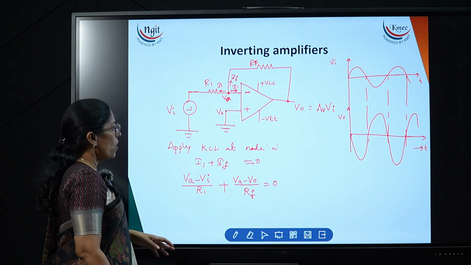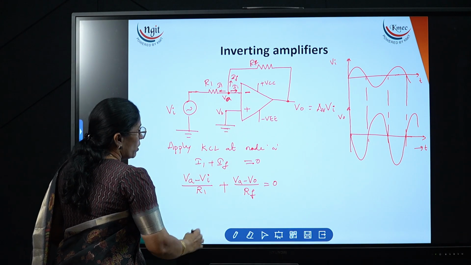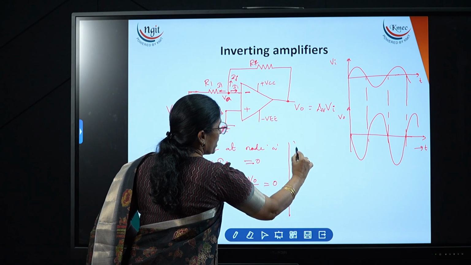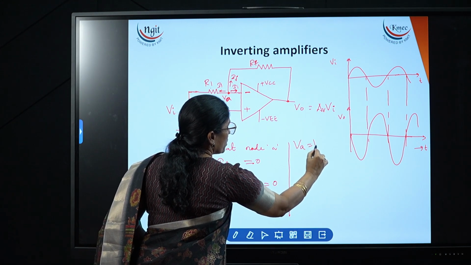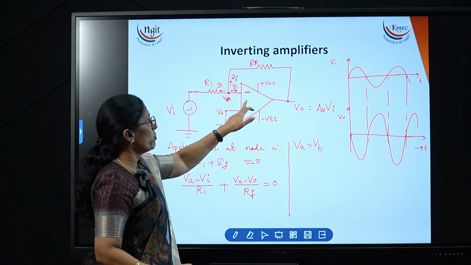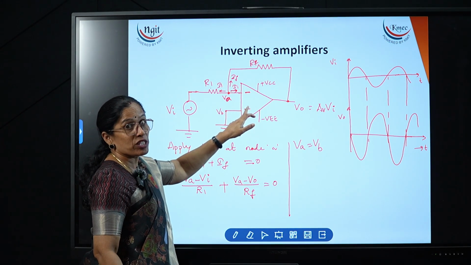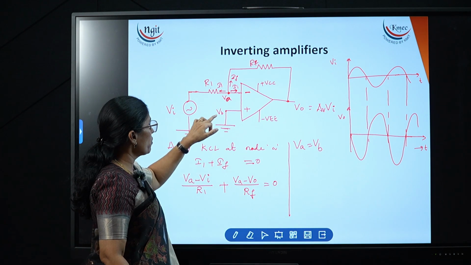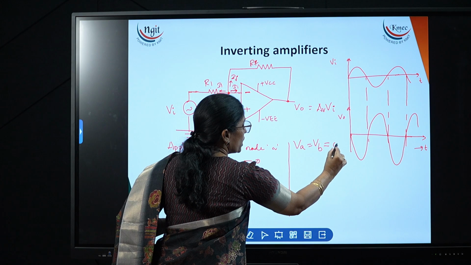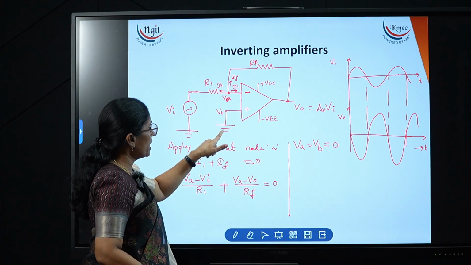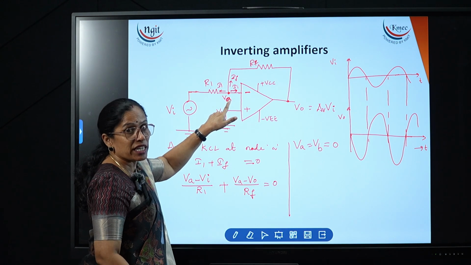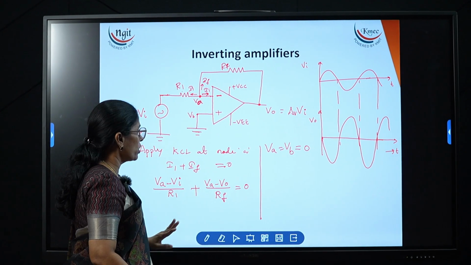Now, what we have already discussed is the virtual ground concept: VA is equal to VB. Why is VA equal to VB? Because no current is entering the operational amplifier, the voltage drop is 0, so VA is equal to VB. But VB is connected to the ground, so this is nothing but 0. VB is directly connected to the ground. VA is not directly connected to the ground, but still it is acting like a ground. That is called the virtual ground concept.